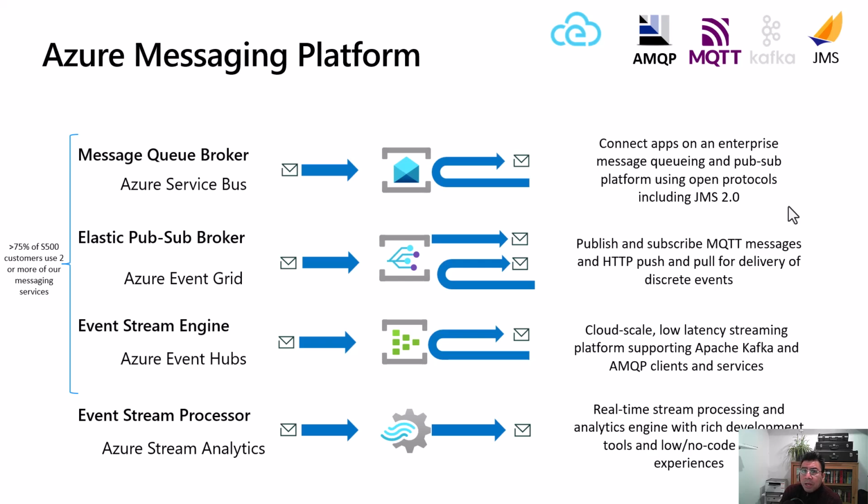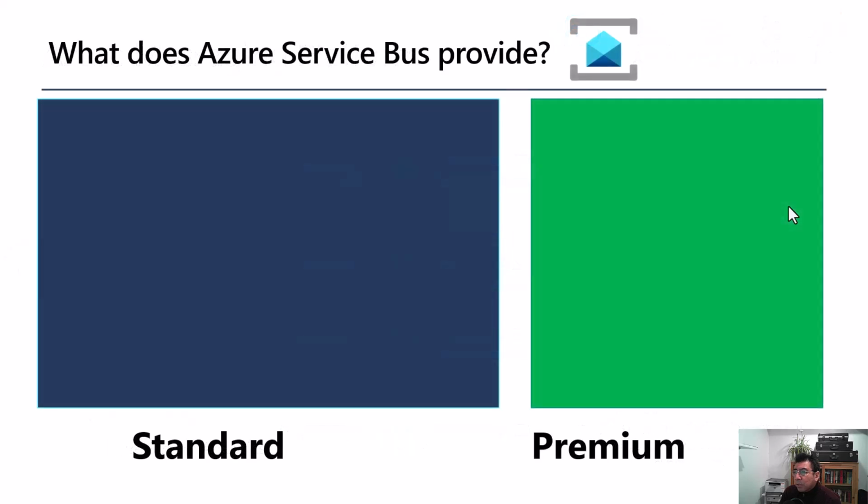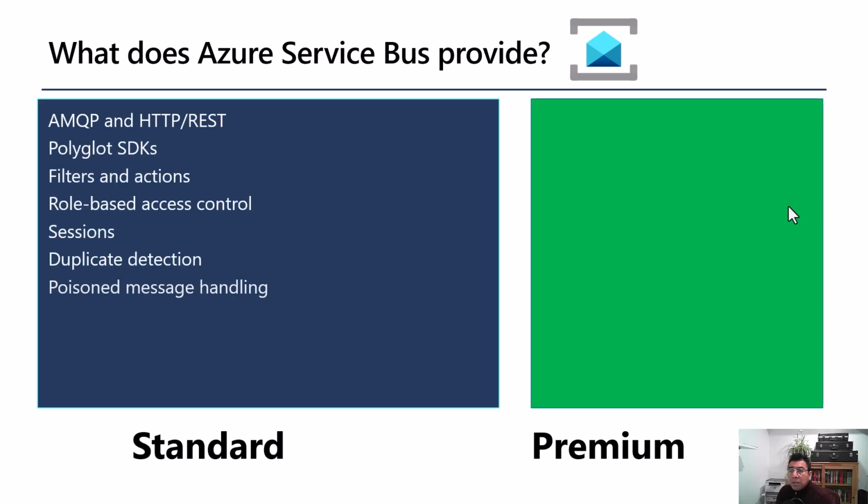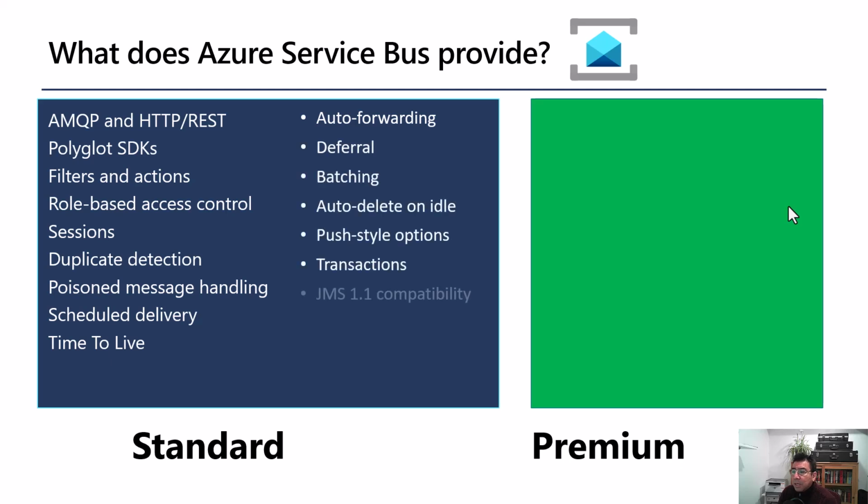Now, if we drill down into Service Bus, what Service Bus provides, we have 2 tiers. The standard. Well, there are 3, but the ones that you will likely use are the standard and the premium. In the standard, you have availability of AMQP and HTTP REST, polyglot SDKs, filters, actions, sessions, duplicate detection, role-based access control, a number of goodies available with the standard.